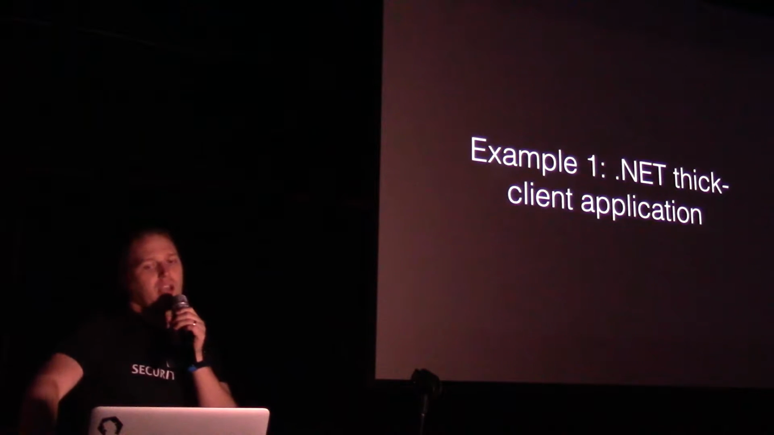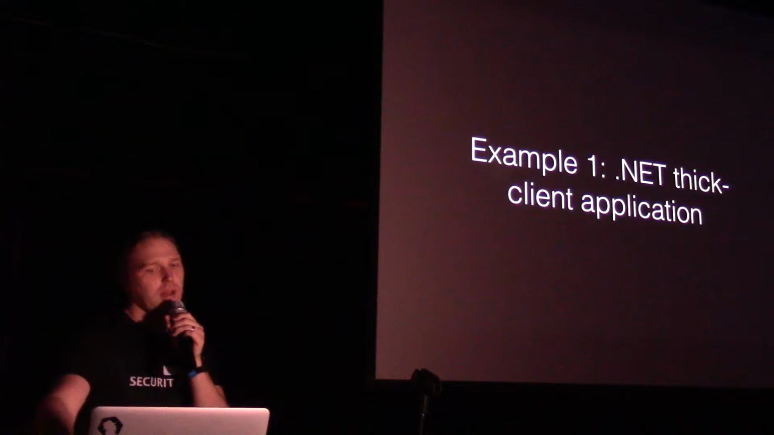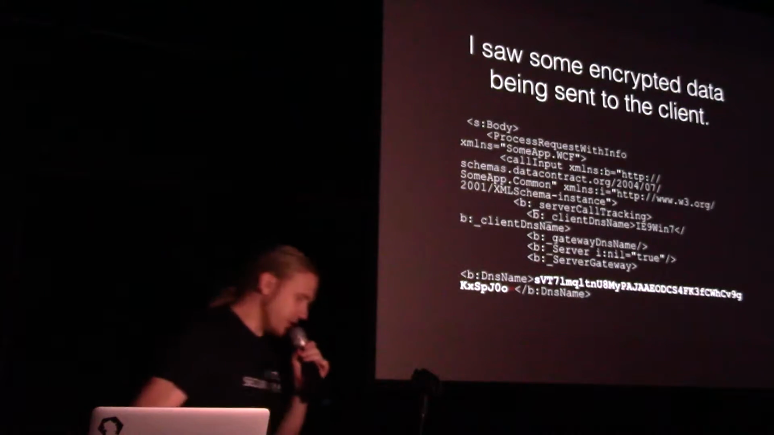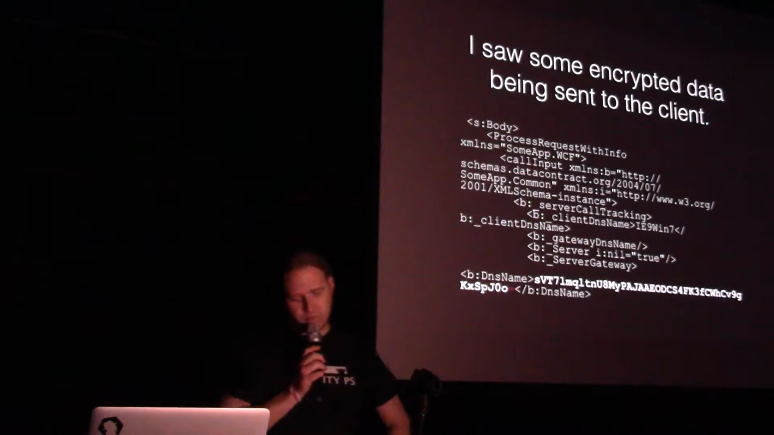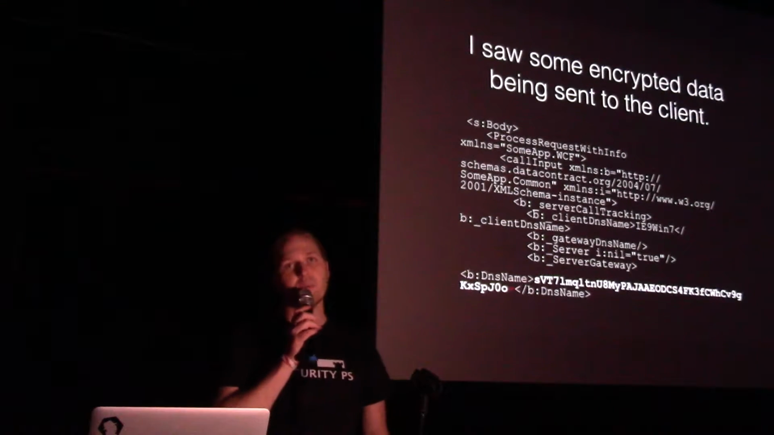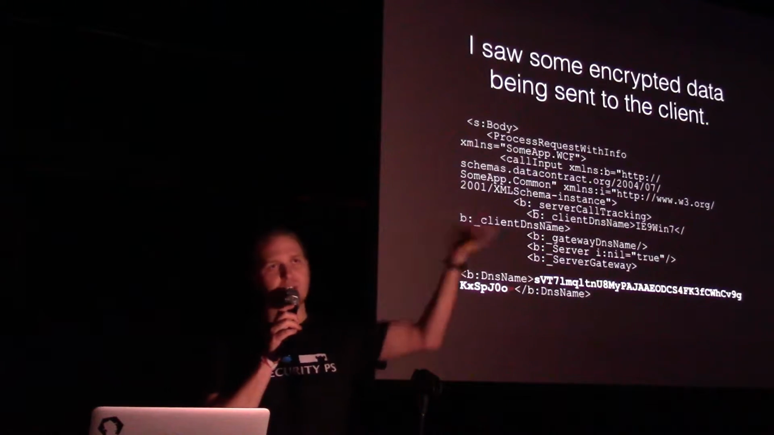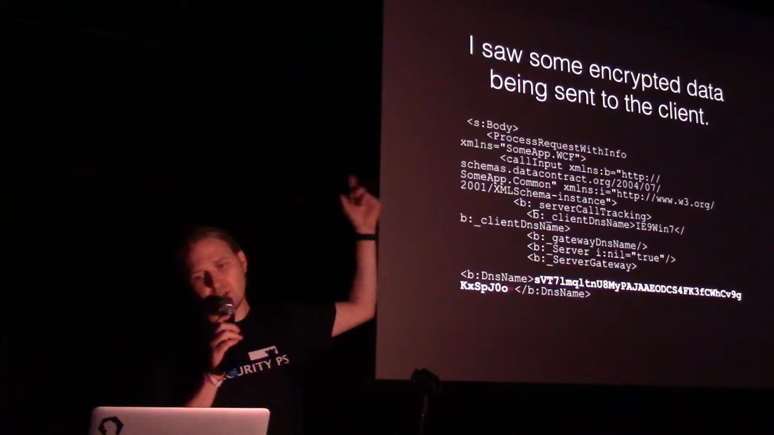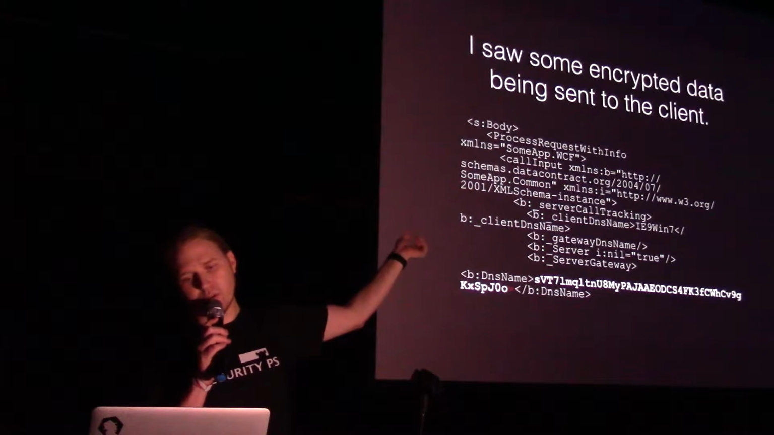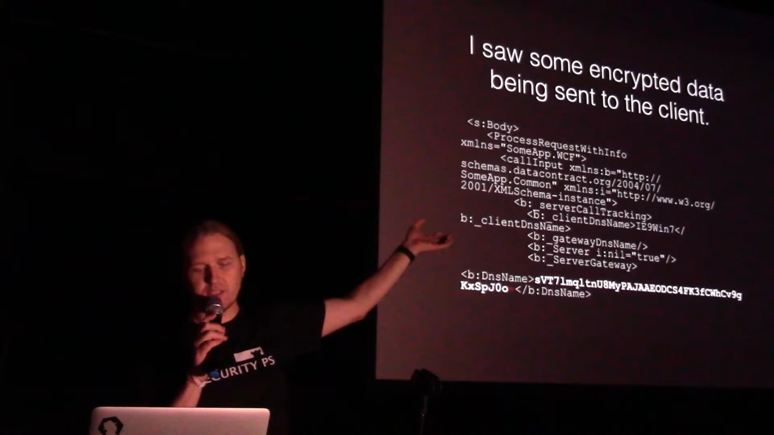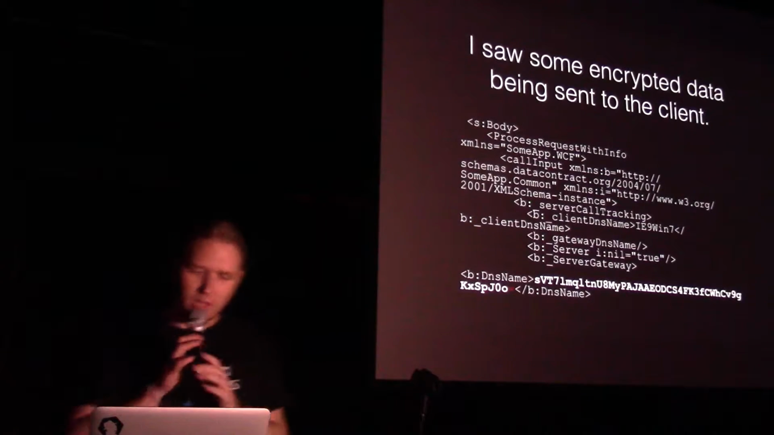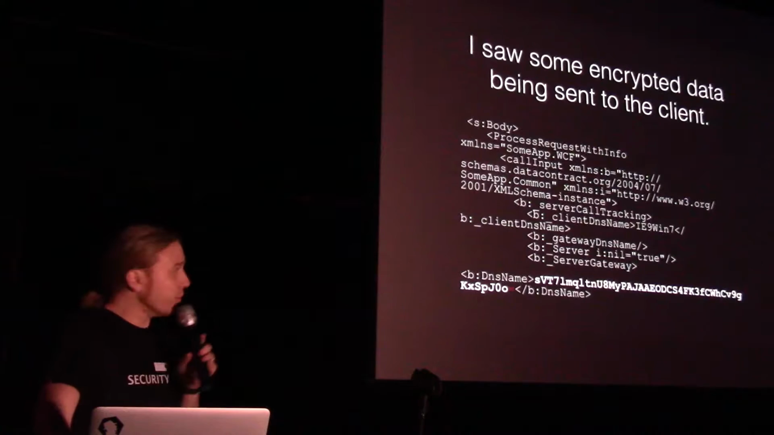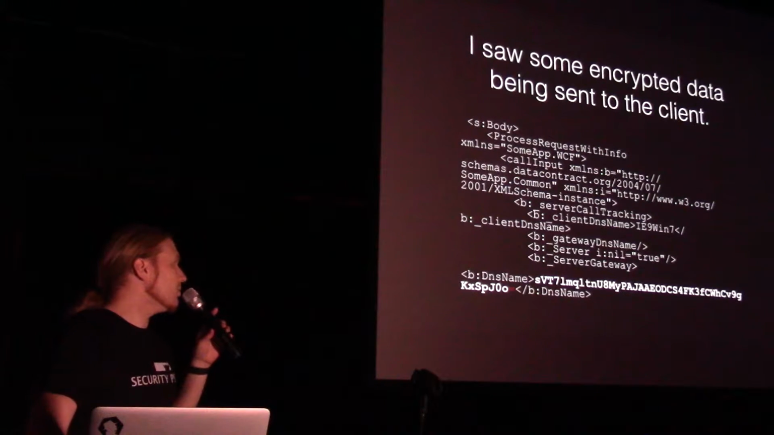So the first example, a .NET thick client application. When we're doing these assessments, we typically put a man-in-the-middle proxy in between them. In this case, there's a thick client, pretty easy to see everything that's going back and forth. If you look at the response there, this is a typical SOAP request, but it includes some data labeled DNS name, and there's a bunch of gobbledygook. Trained eyes will recognize that as base 64 encoding, and then if you try to decode it, you just see a bunch of garbage.